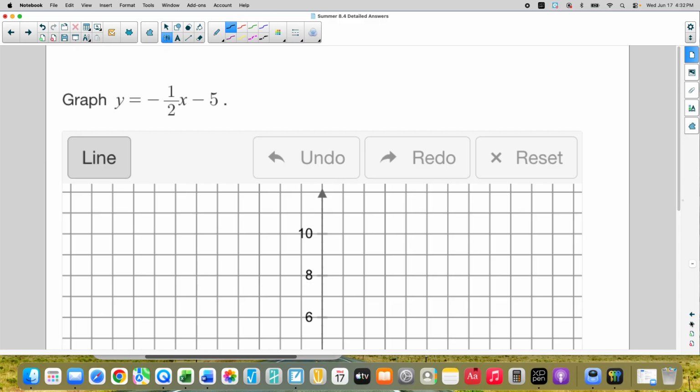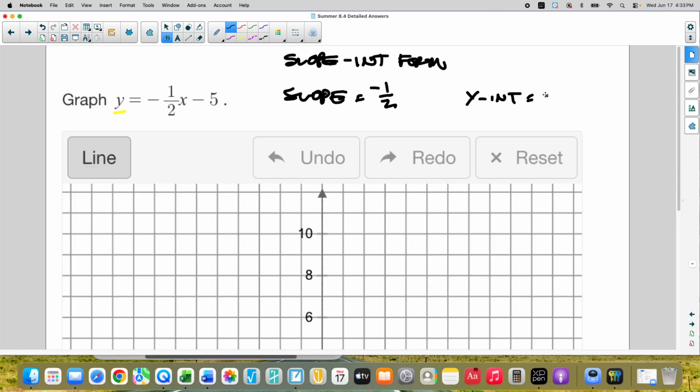All right, graphing. So since we're graphing and it's isolated for y, we know that it's in slope-intercept form. So since it's in slope-intercept form, we can pull out the slope. The slope would be -1/2. Now notice this negative is outside. We've gone over this in a previous video. That negative can either go to the numerator or the denominator. It can't go to both because there's only one. So I'm just going to pop it to the numerator, and then my y-intercept is going to be -5.